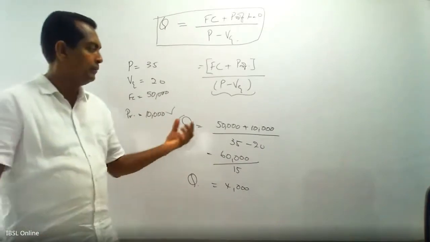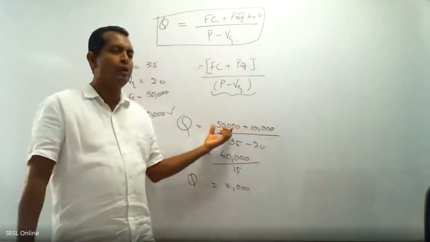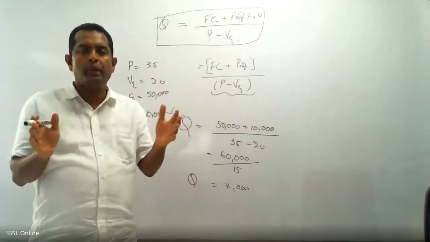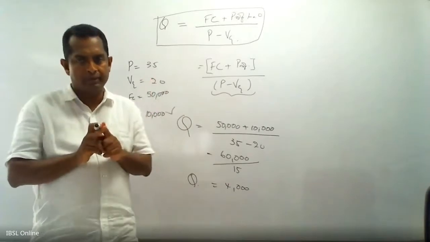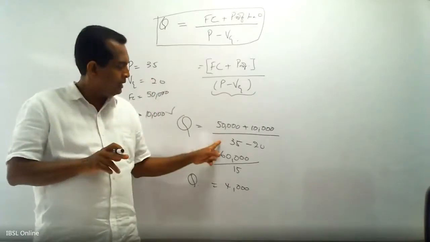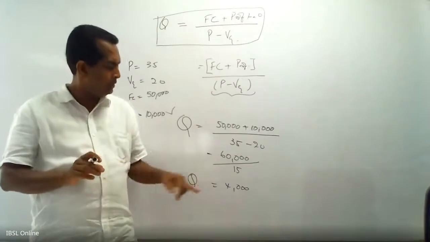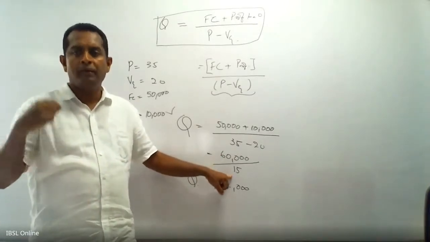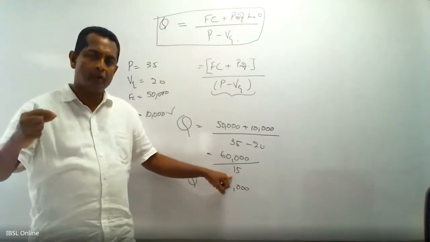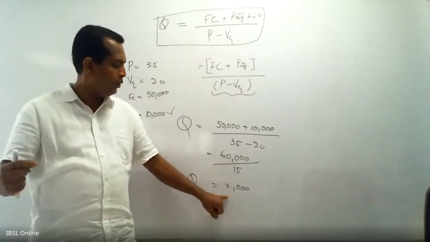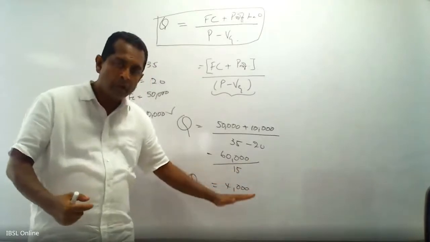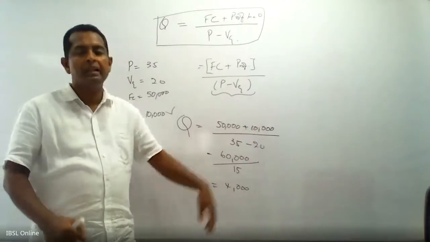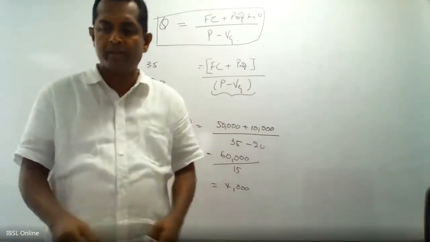It is very simple. You add the profit to the fixed cost and consider fixed cost and profit together as one fixed cost. Then you divide by contribution per unit. That means 15 rupees from each unit will be provided towards fixed cost and the profit. So you need to sell 4,000 units to generate 10,000 rupee profits.